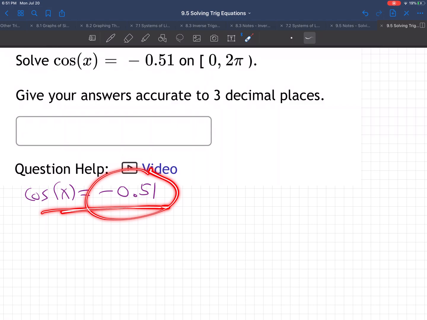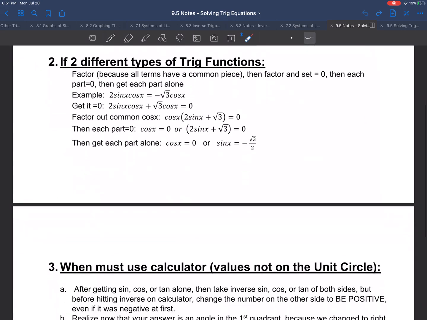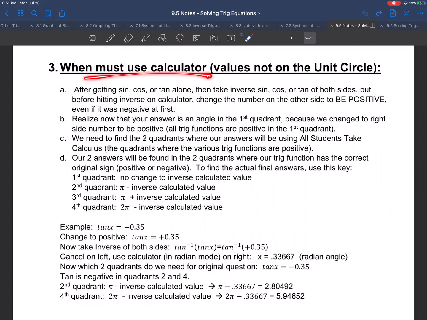Unit circle only has like a half and square root of 3 over 2 and square root of 2 over 2 and things like that, 0 and 1. This is not on the unit circle. So what do we do in that case? If the value is not on the unit circle, see number 3 below. So number 3, when we must use a calculator because the values are not on the unit circle. After getting sine, cosine, or tangent alone, then take the inverse sine, cosine, or tangent of both sides.